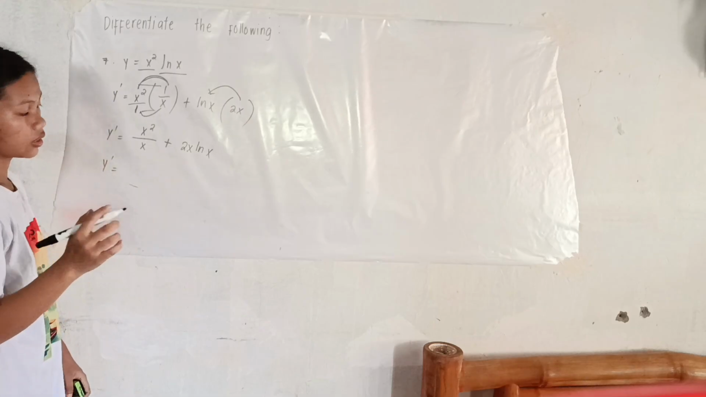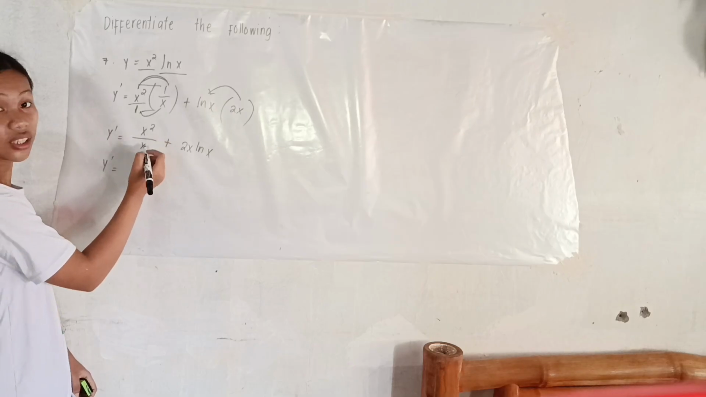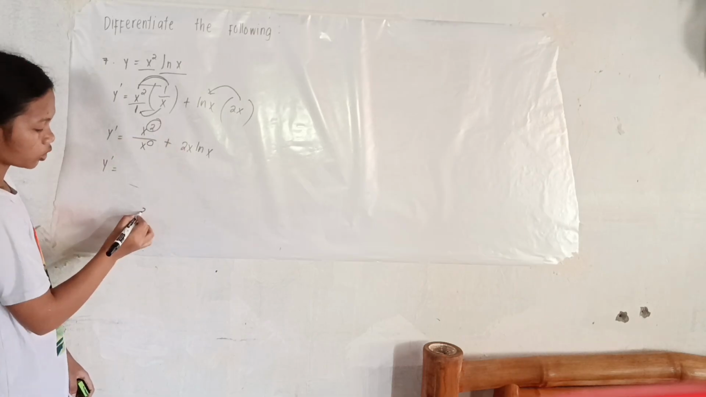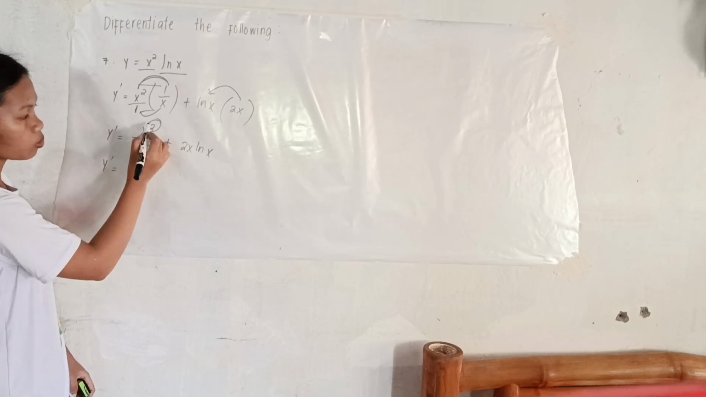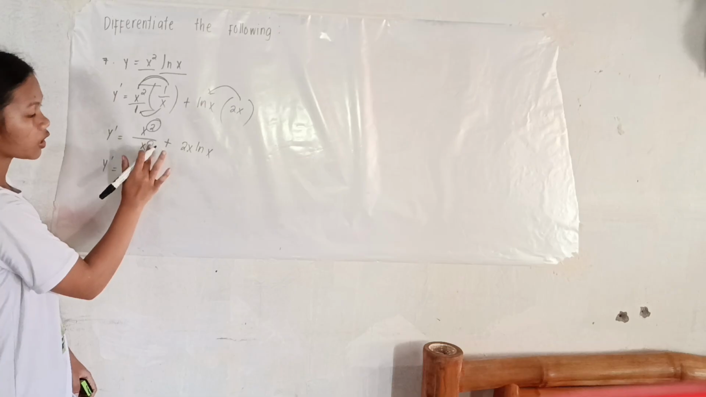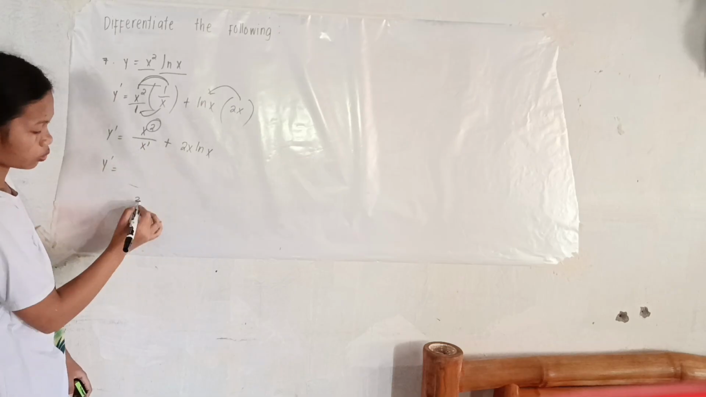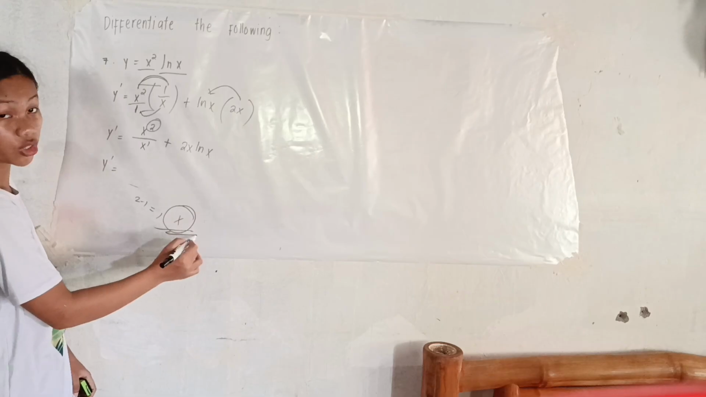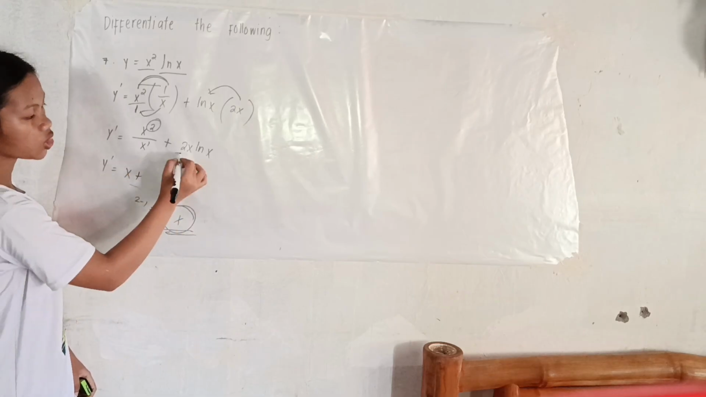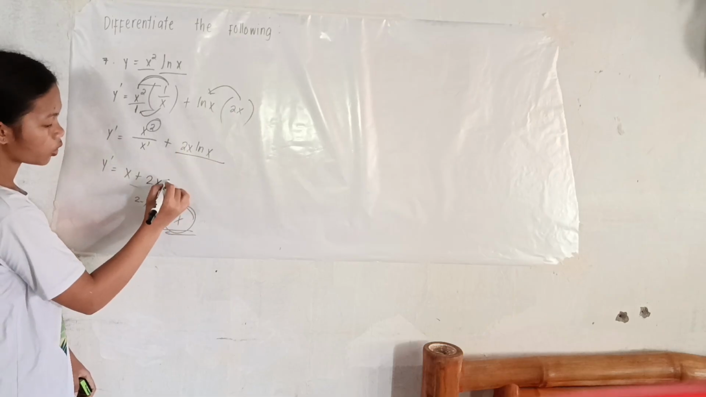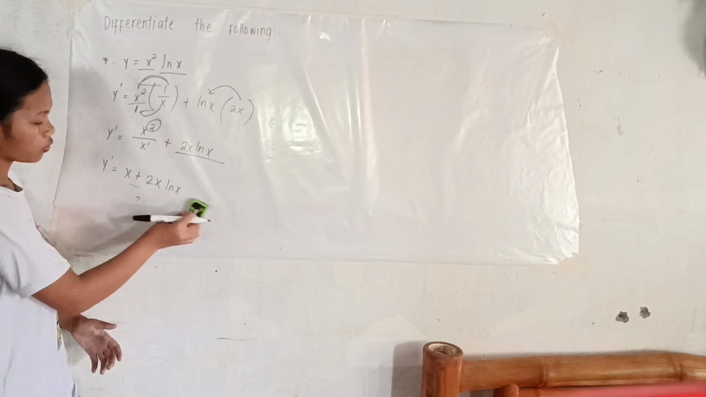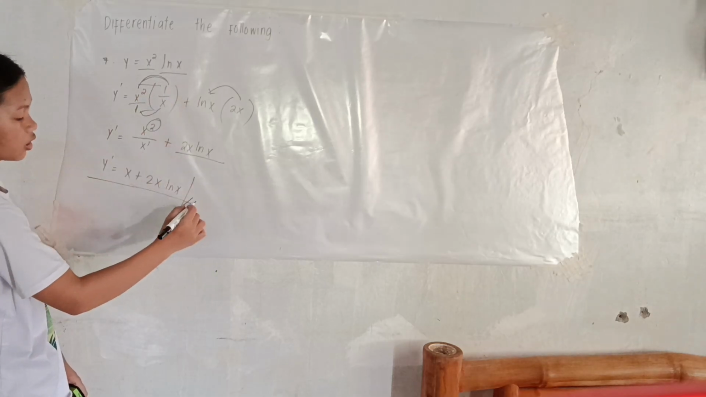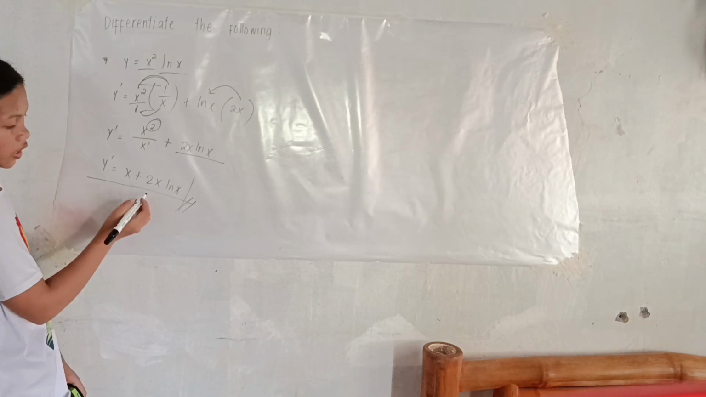Whenever we divide terms like this, numerator and denominator, we subtract their exponents. The exponent in the numerator is 2 and the exponent in the denominator is 1. So 2 minus 1 will become 1, so we have x. So x plus, copy, since it is already in simplified form, 2x ln x. Therefore, the derivative of the function x squared ln x will be x plus 2x ln x.